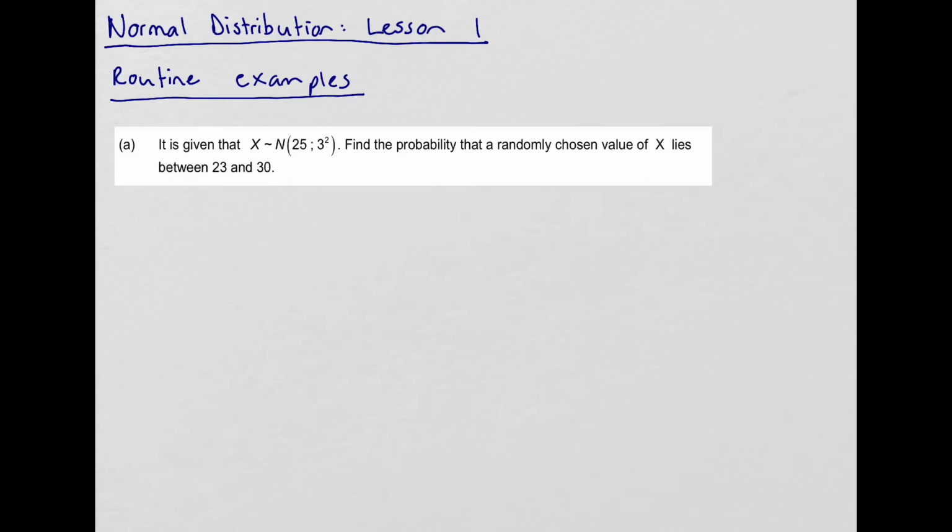Example A. It is given that x is normally distributed with a mean of 25 and a variance of 3 squared. Find the probability that a randomly chosen value of x lies between 23 and 30.